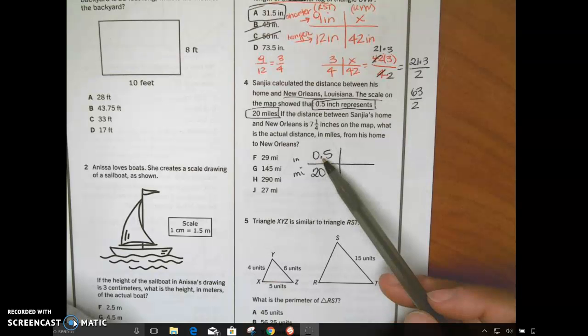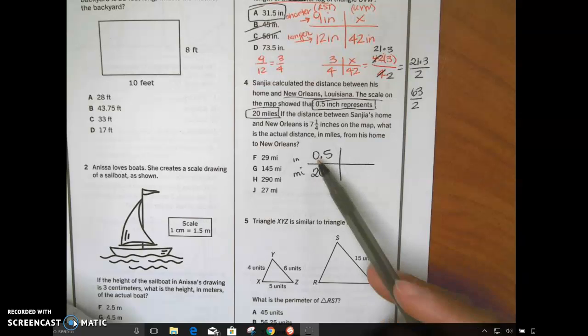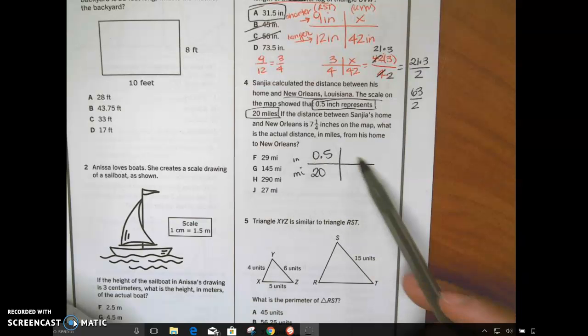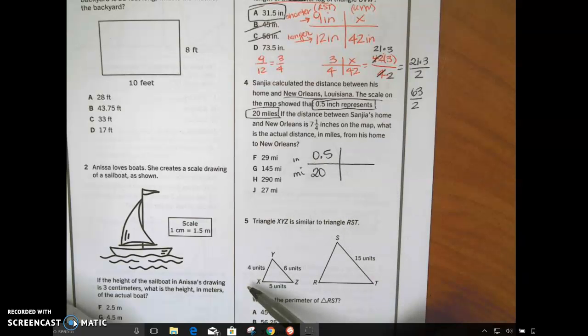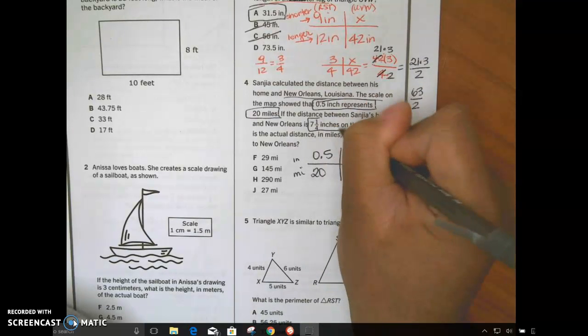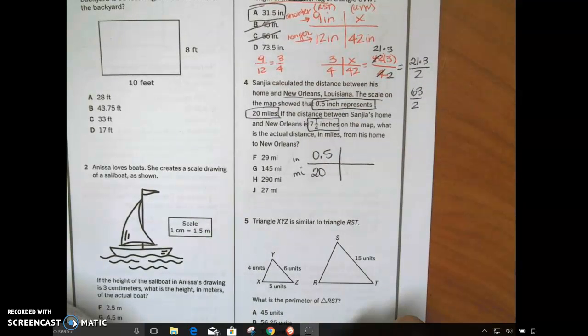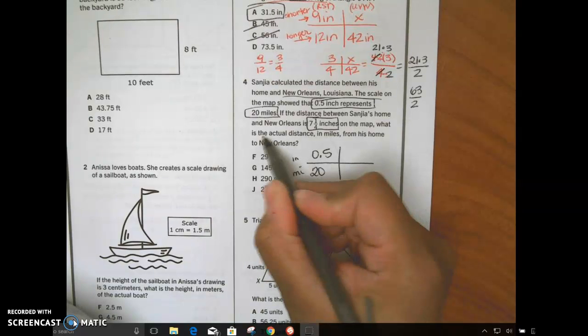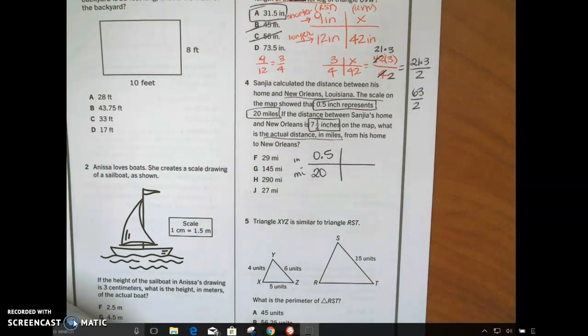Does it always have to go top to bottom? No, it can go left to right. It can start at the right and go top to bottom if you wanted it to, or you can put it at the bottom. It does not matter. Remember, there are several different ways to write a proportion. If the distance between Sanjia's home and New Orleans is 7 1/4 inches on the map, what is the actual distance in miles from his home to New Orleans?